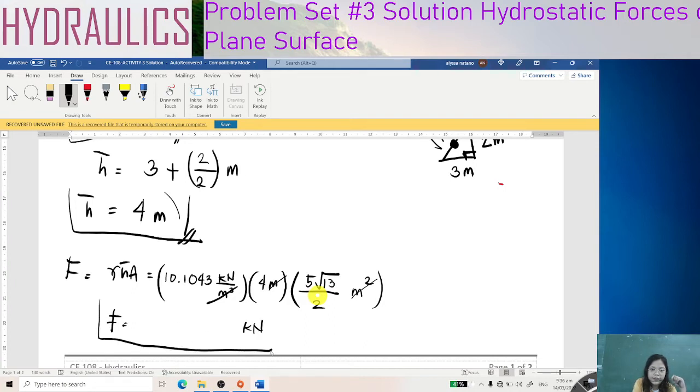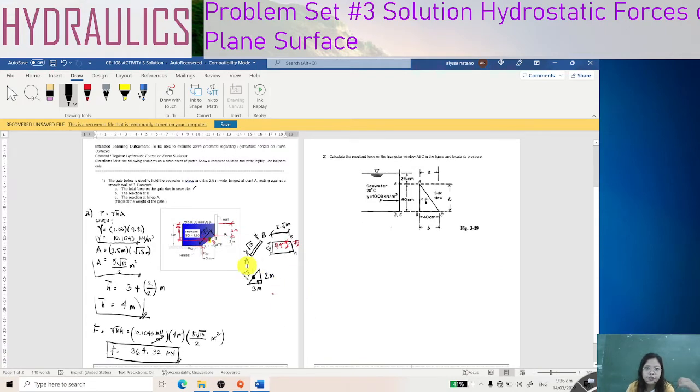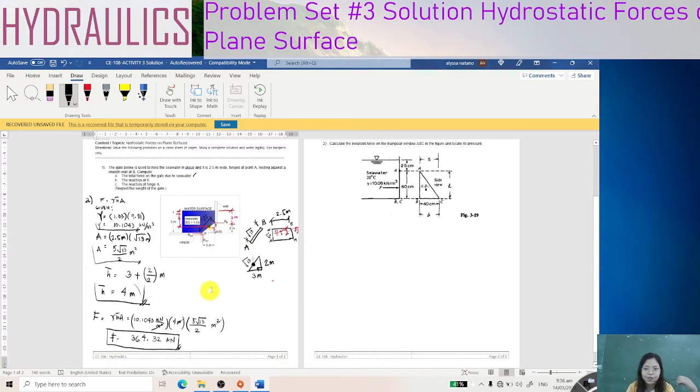And the final answer for this one is equal to 10.1043 by 4 by 5 square root of 13 over 2. Final answer, nakuha nyo ba? 364.32, that is kilonewton. That is the answer for letter A. The total force on the gate due to seawater. So, yan po yung sagot.